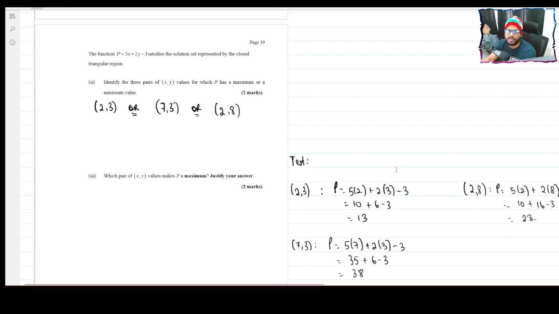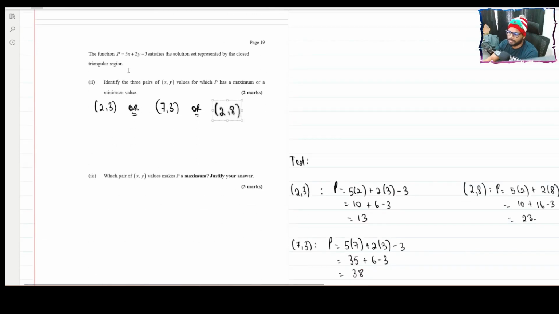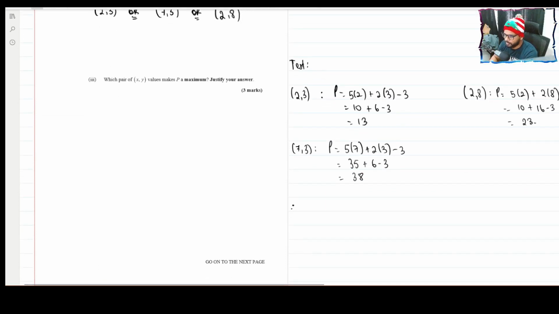It could be a very common misconception that 2, 8 is going to be the maximum because it is the highest point on the graph. But it's not like that. So I can say therefore 7, 3 makes p a maximum.